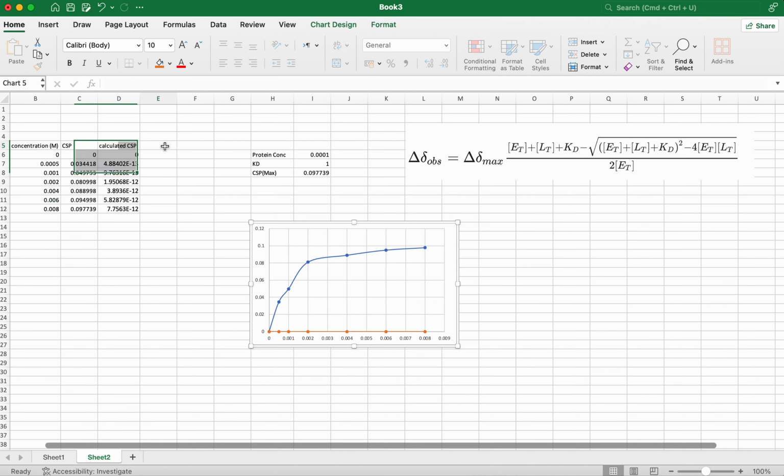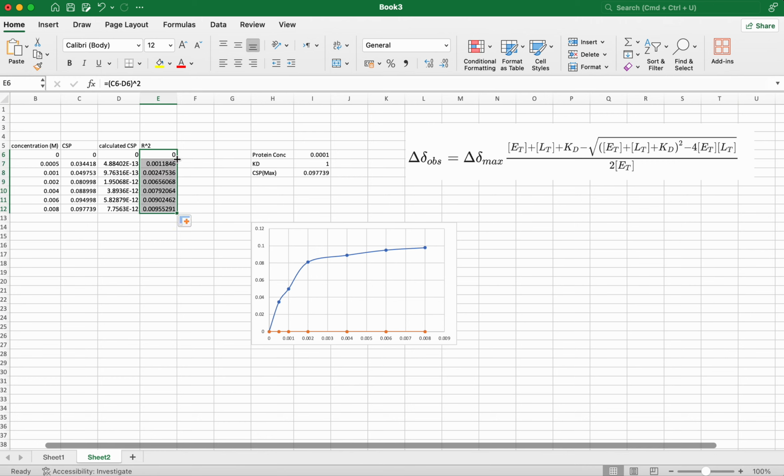So to do that, we have to calculate the square of the difference between this calculated and this experimental one, to minimize it, to get the proper fit. So what we do, you can call this R square, sorry, or we can just type r square. Here what I do, I put experimental minus calculated, squared. Then we calculate the difference between calculated and experimental and square it.